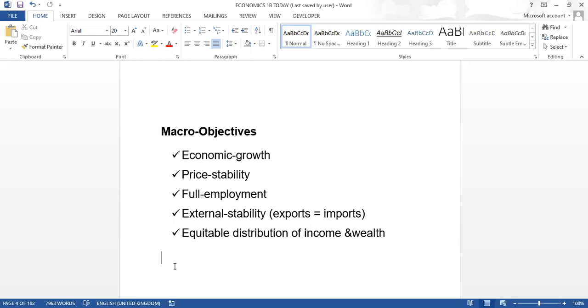Then last but not least, we have what is referred to as equitable distribution of income and wealth. So with the equitable distribution of income and wealth, we're trying to look at if the economy is growing, is the economic growth inclusive of all the aspects within the economy, all the different income groups within the economy being included in terms of the economic growth. So we understand that inequality would exist whether we would like it to exist or not, but it has to be within a certain reasonable range.